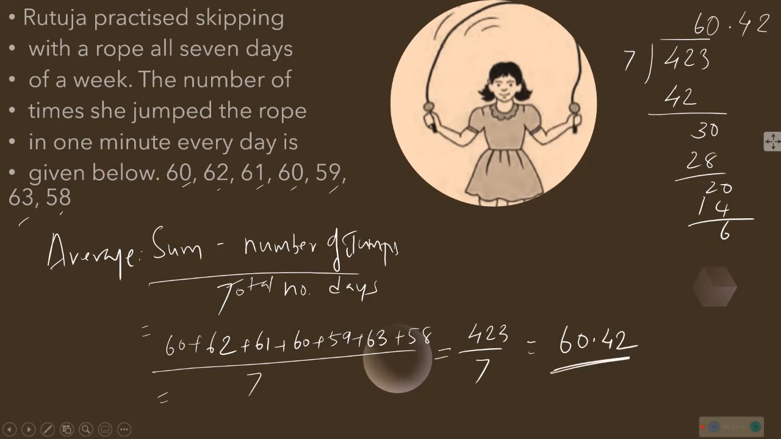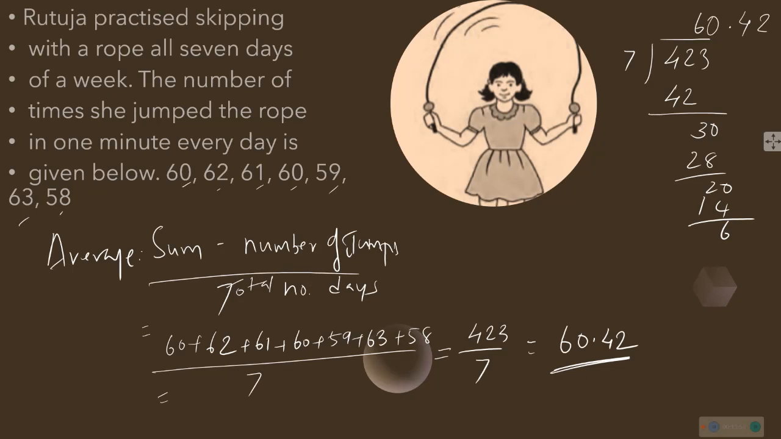60.42 jumps. So you will think that a 60 jump we can understand, but is there a 0.42 jump also? Mathematically speaking, it is possible in maths only. So while measuring such a quantity, we may be asked to round it up. That will be done according to the question.